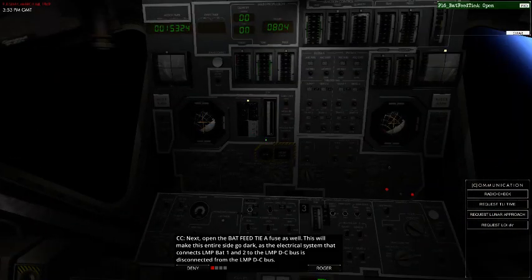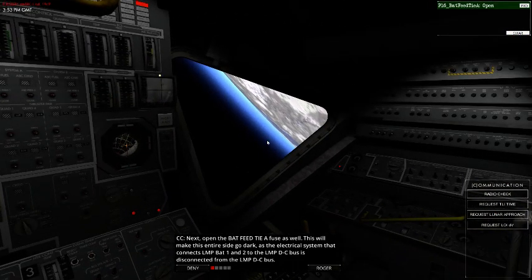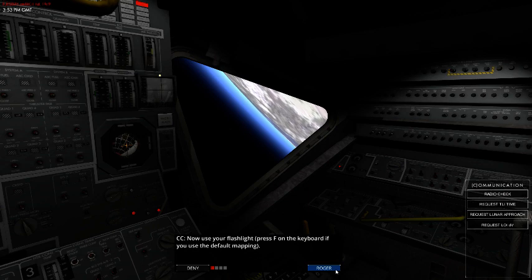Indeed it is. Oh, I don't like it when it's dark. I prefer it when it's all lit up blue. Now use your flashlights.